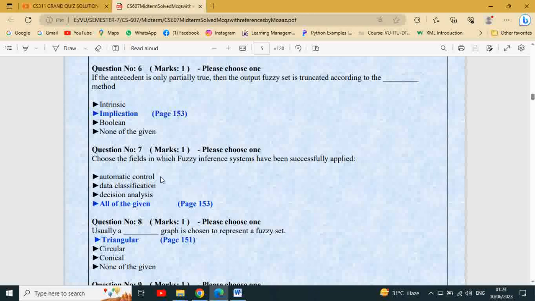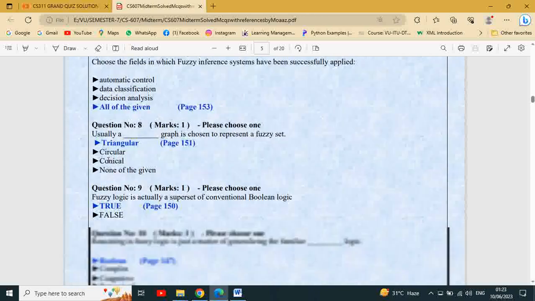All of the given. Automatic control, data classification, decision analysis, all of the given.